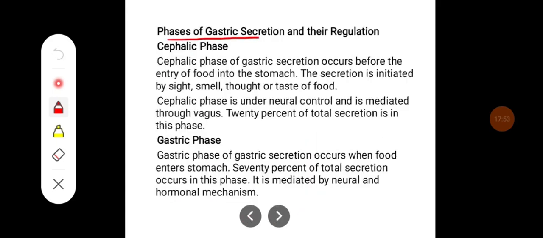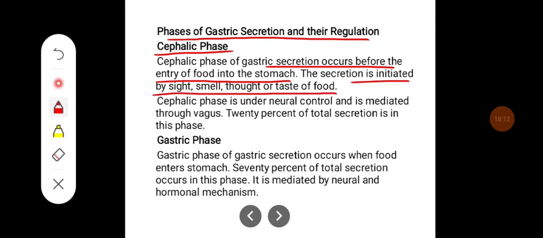Phases of gastric secretion and their regulation. The phases of gastric secretion are the cephalic phase, gastric phase, and intestinal phase. Cephalic phase: the cephalic phase of gastric secretion occurs before the entry of food into the stomach. The secretion is initiated by the sight, smell, and thought of the taste of the food. The cephalic phase is under neural control and is mediated through the vagus. 20% of the total secretion occurs in this phase.